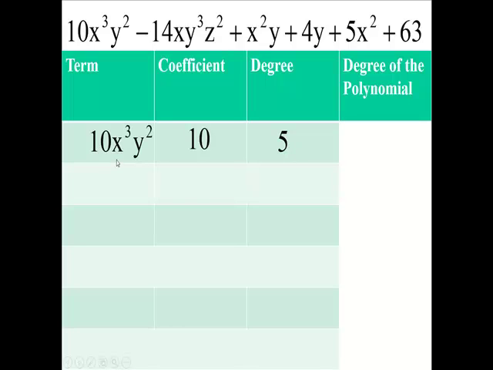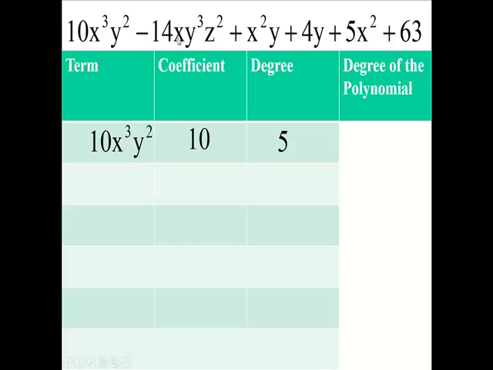We have 5 letters over here, don't we? We have x, x, x for x cubed. That's 3 letters. And 2 more y's, don't we? For a total of 5. So the degree is the sum of these exponents, okay, of the term, all right?